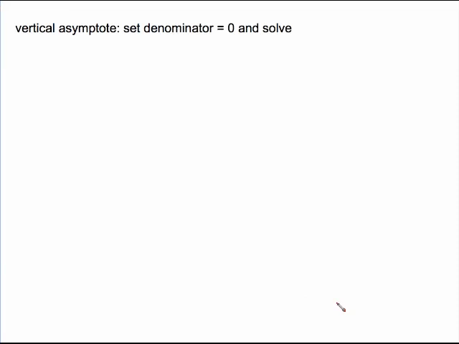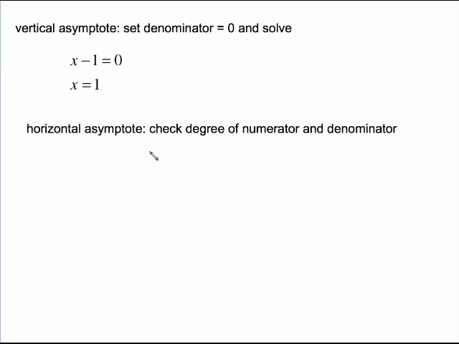Brings us to vertical asymptote. You want to set the denominator equal to 0 and solve. The denominator was x minus 1. Solve that, we get x equal 1. That's our vertical asymptote. Check out your horizontal asymptote situation.